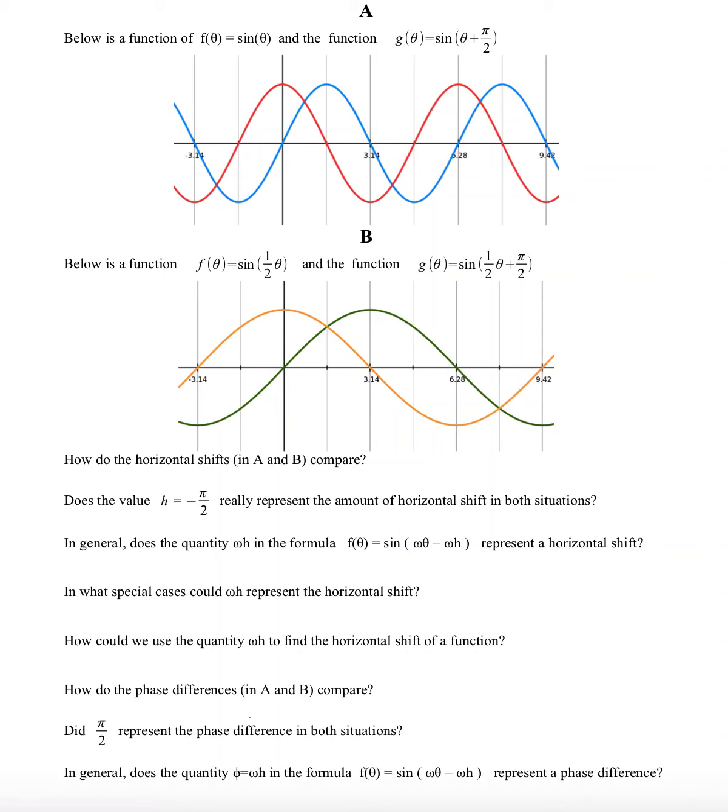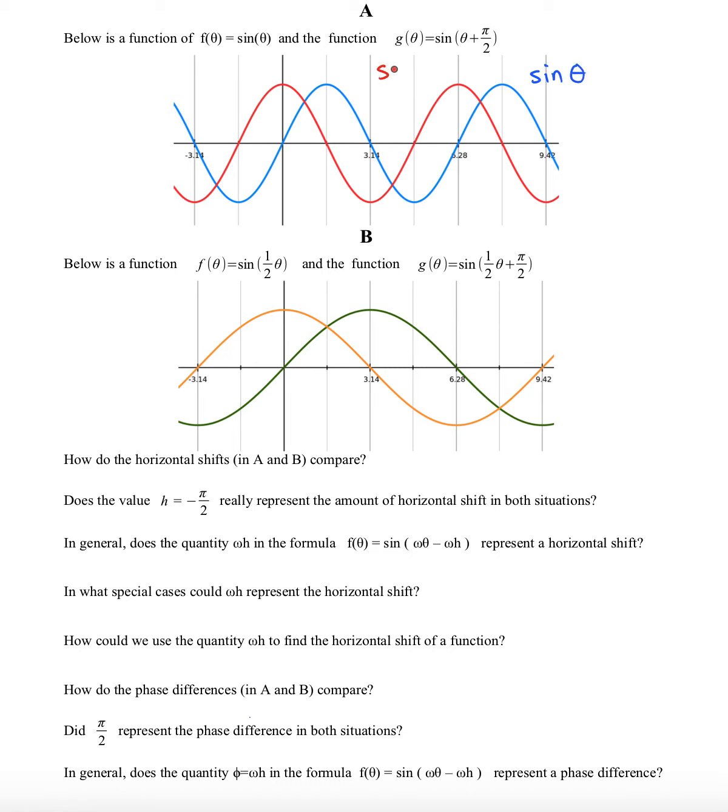This example is supposed to illustrate the difference between horizontal shift and phase difference. In the upper picture, there's a graph of f of theta equals sine theta. And there's also a horizontal shift of the function. And it's a shift to the left. So which function is which? The blue function is the original sine theta.